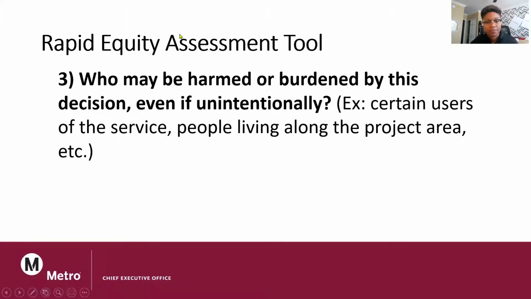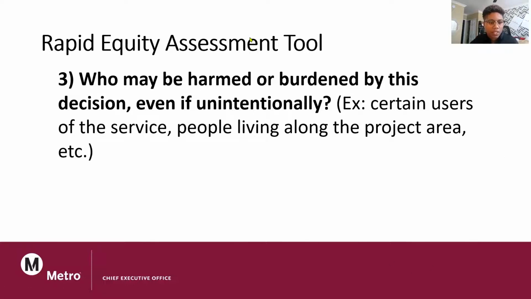The next question: who may be harmed or burdened by this decision, even if unintentional? So this might include certain users of a particular service. It might be people that live within a project area, or others that are somehow impacted. So between these first three questions, we're really asking people to consider how different people experience whatever the action is, whether it's a service change or provision of a certain program, or a new policy.